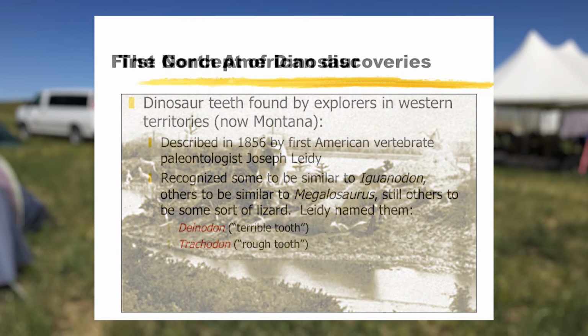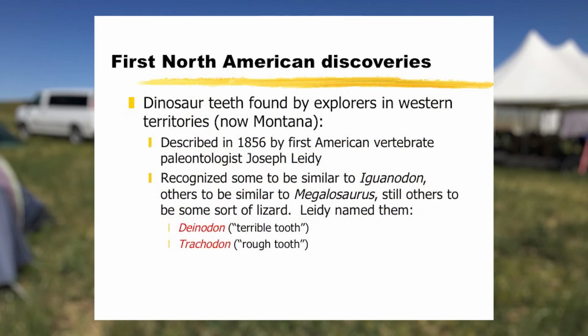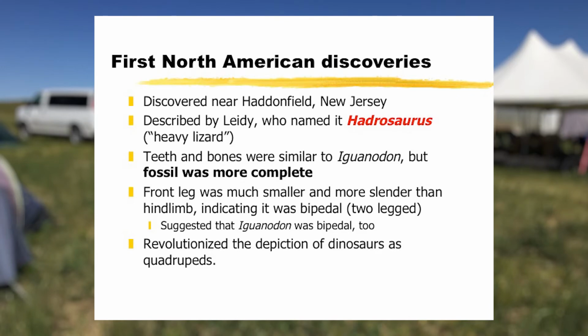In North America, dinosaur teeth were found by explorers in the Western Territories, right up above us in Montana in 1856 by Joseph Leidy. He recognized some to be similar to iguanodon, others similar to megalosaur, still others some sort of lizard. He named them Deinodon and Trachodon. Then back in New Jersey, Leidy again named the dinosaur that had been found there. He named it Hadrosaurus. Even though it was very similar to iguanodon, it was a more complete fossil than any of the iguanodons, so he was able to say more about it than people knew up until that time.